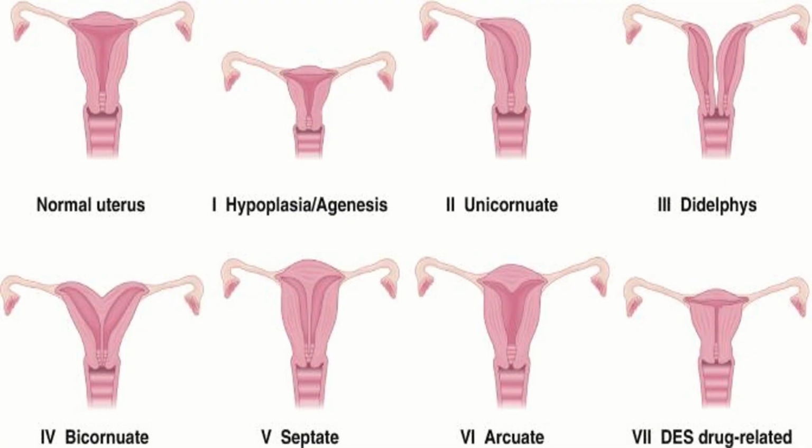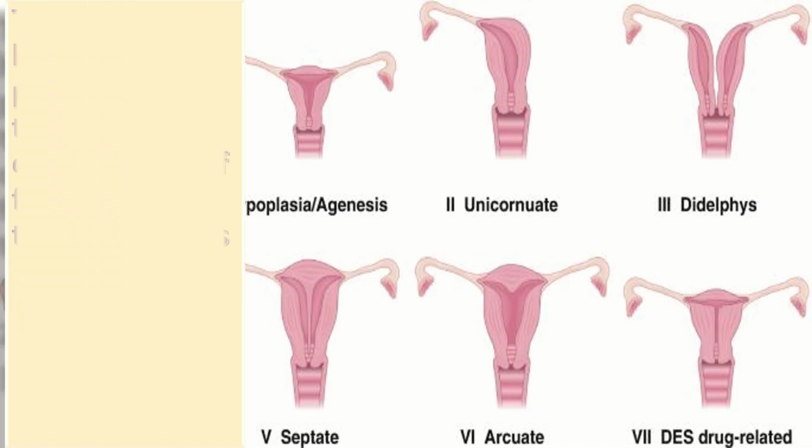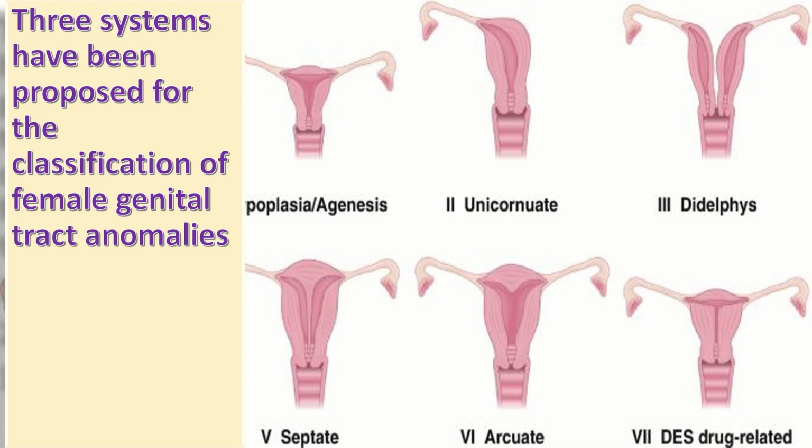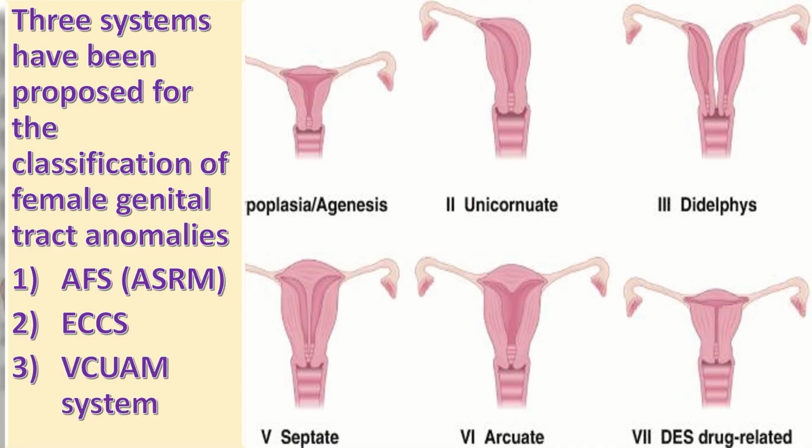Until now, 3 main classification systems have been proposed for the classification of female genital tract anomalies, although attempts at categorization began much earlier. These include the American Fertility Society system, AFS, currently known as the American Society for Reproductive Medicine, or ASRM classification. The second one is the Embryological Clinical Classification System, ECCS, of genitourinary malformation. And the third one is the Vagina, Cervix, Uterus, Adnexa, and Associated Malformation, or VCUAM system, which is based on the tumor node metastasis principle used in oncology.